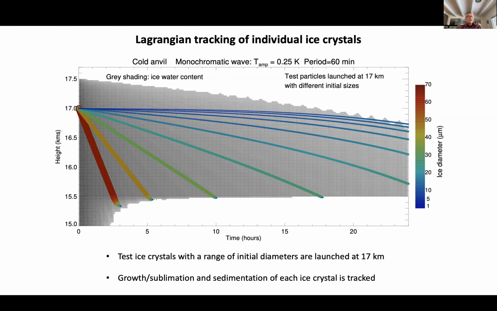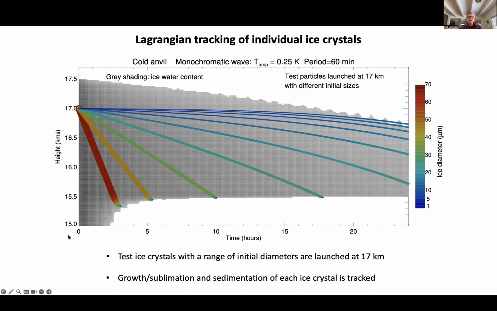Okay, now this was all done with an Eulerian model, so you can't really track the evolution of individual ice crystals. And as I'll show, there's some interesting thing going on with individual ice crystals. So what I've done here to look at that is I've introduced a bunch of test particles with different sizes, ranging from a micron to 70 microns. And I start them all at the beginning of the simulations at 17 kilometers.